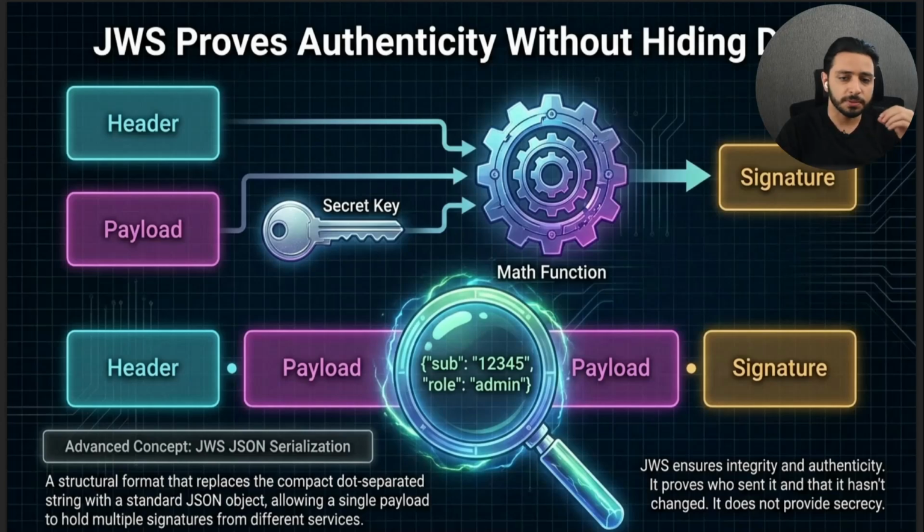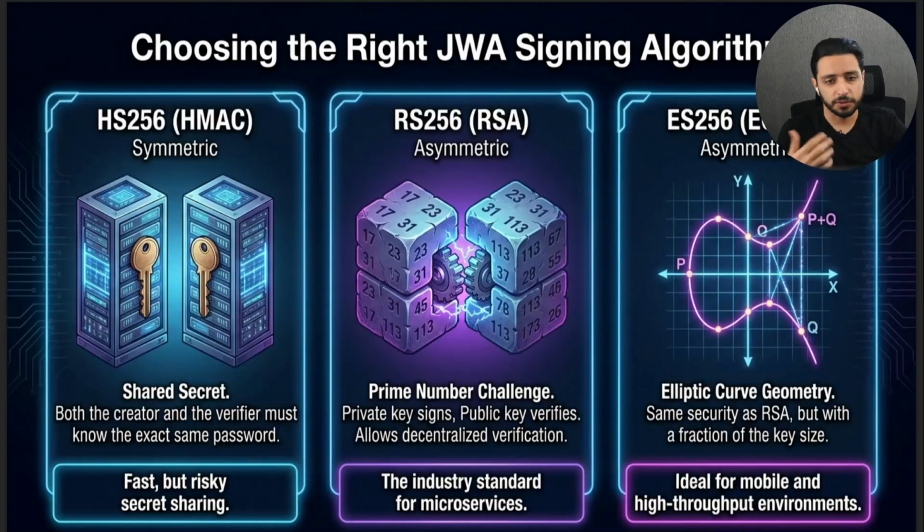There are three main types of algorithms used to sign these tokens. We've got HS256, which is symmetric. This uses a single shared secret, like a long password. Both the server that creates the token and the server that verifies it must know this exact secret. It is simple and fast, but you have to be very careful about who you share your secret with.